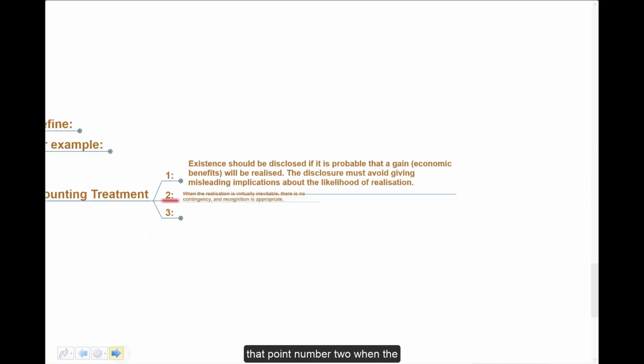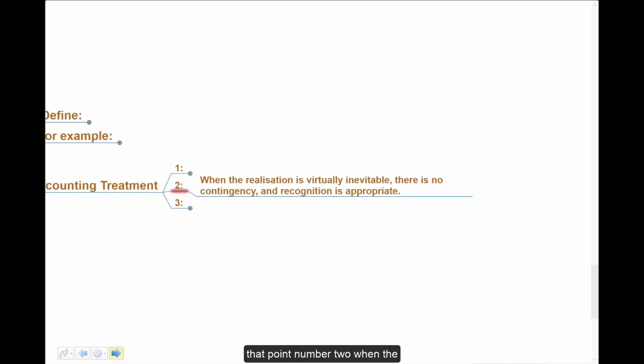Outside of that, point number 2. When the realization is virtually inevitable, there is no condition and no contingency, and recognition is appropriate. Now, virtually inevitable, we're talking about just about certain, more than 95%.